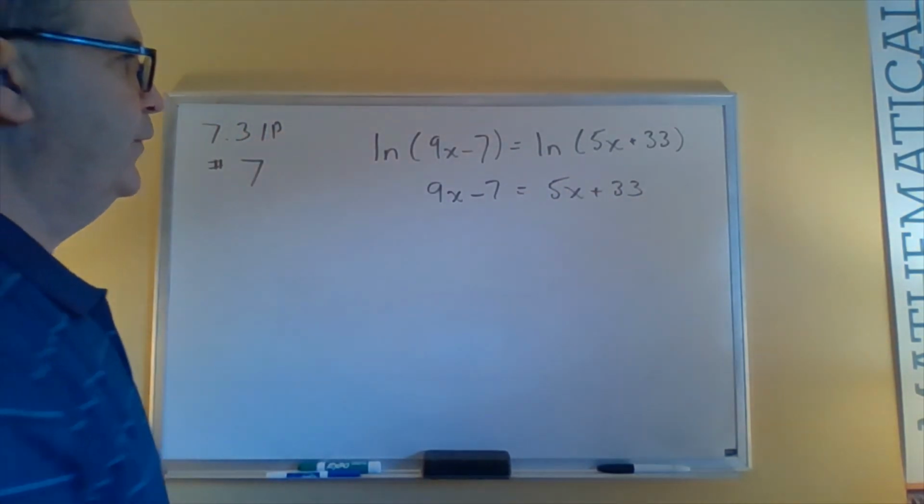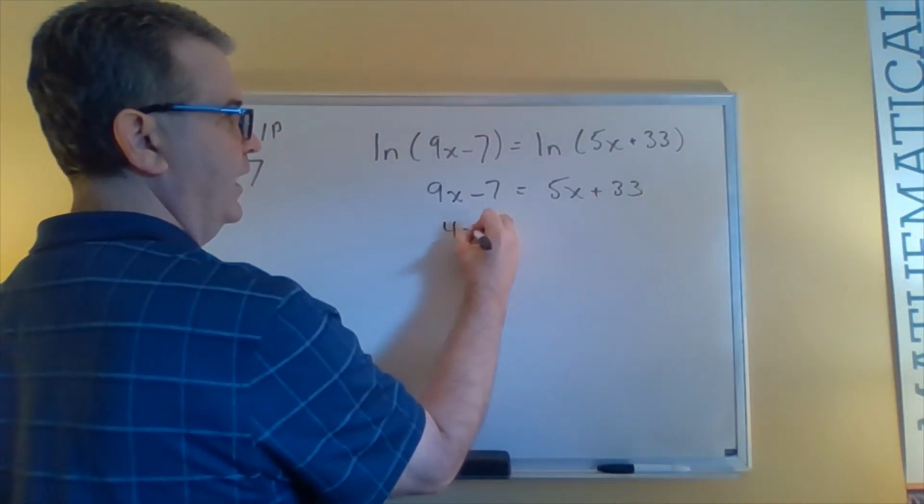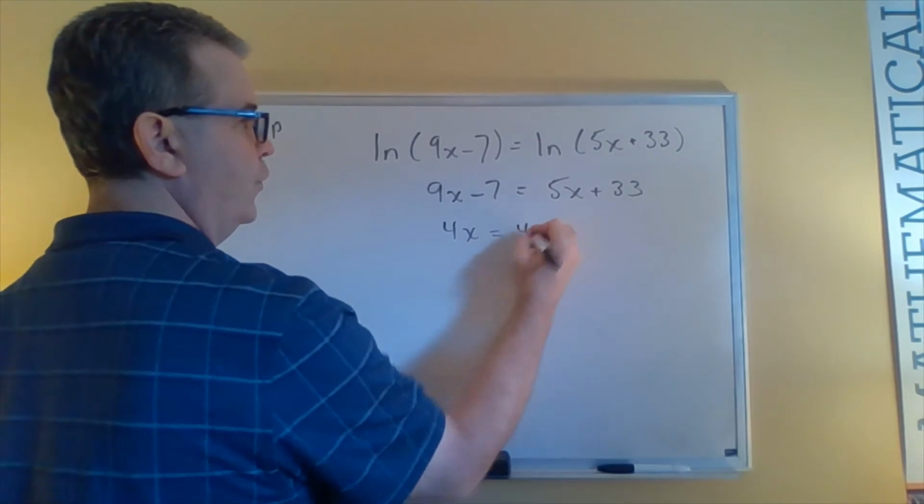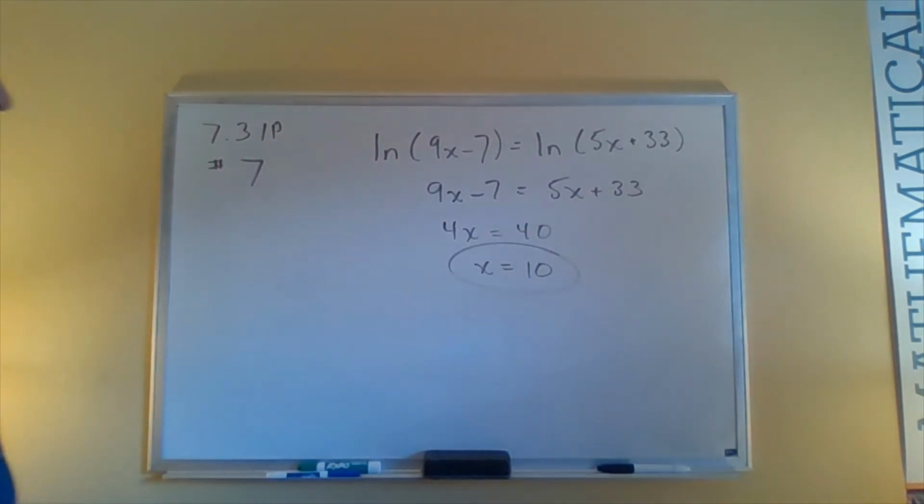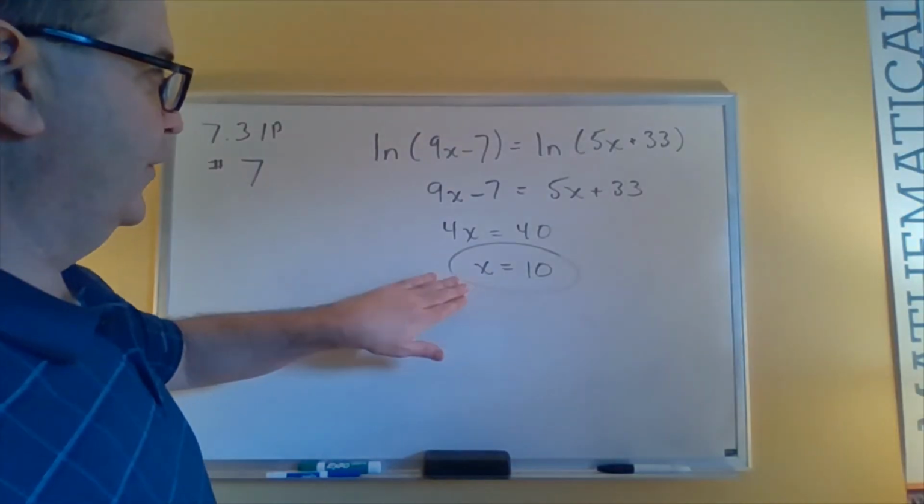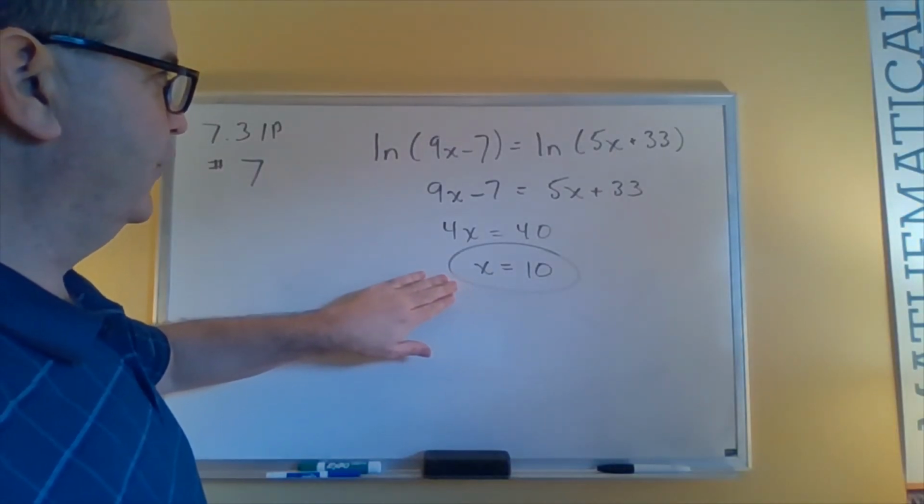Next, I'll go ahead and simplify. That'll give me 4x equals 40, or x equals 10. And there's my answer for number 7. Well, you know what I got to do first? I got to check this, make sure it's a valid answer, not an extraneous solution.